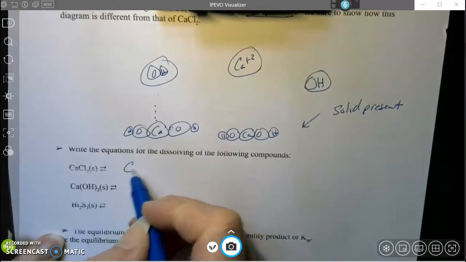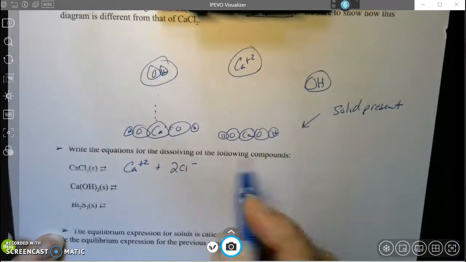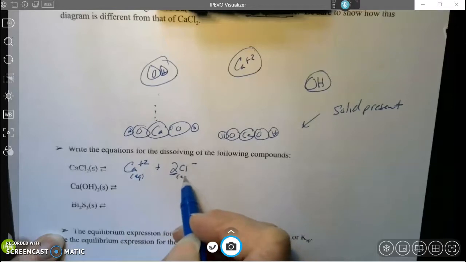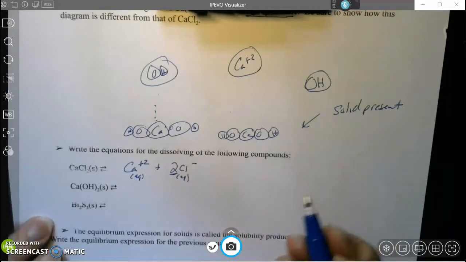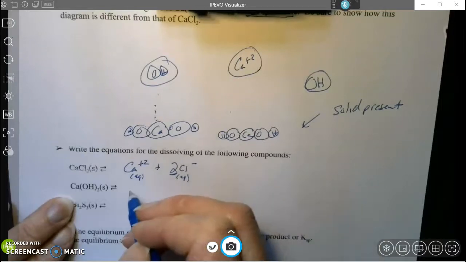So when we write this as an equation, we look at calcium chloride. We're going to see that it breaks into calcium ions and 2 chloride ions. So that's important that you balance these. So if you want to put the phase notations on, you can. AP does not actually require phase notations when you write their equations.